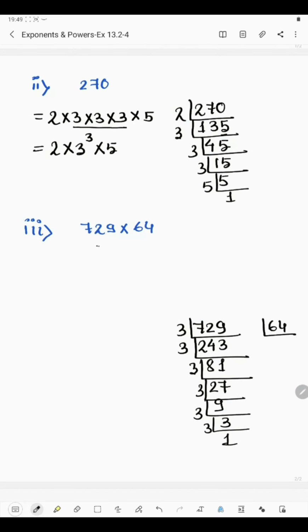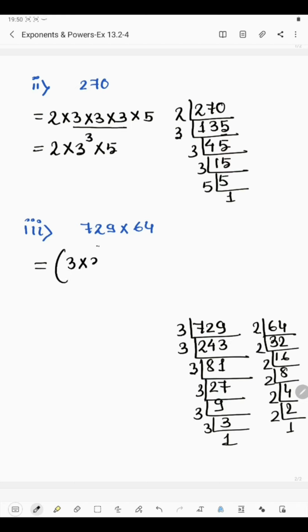As the last digit is an even number, it will be divisible by 2. So 2 3s are 6, 2 2s are 4, 2 16s are 32, 2 8s are 16, 2 4s are 8, 2 2s are 4, 2 1s are 2. Now we will write the factors of 729. So how many 3s appeared here? 1, 2, 3, 4, 5, 6. So we'll write 1, 2, 3, 4, 5, 6.